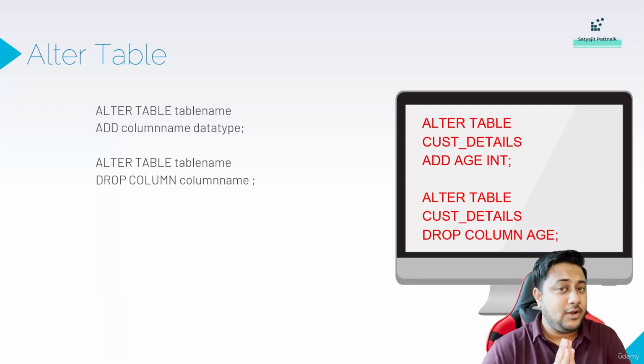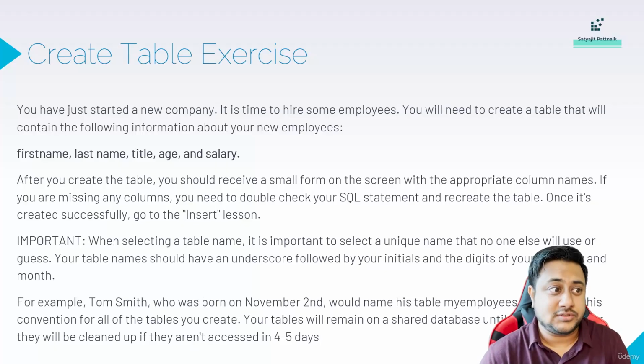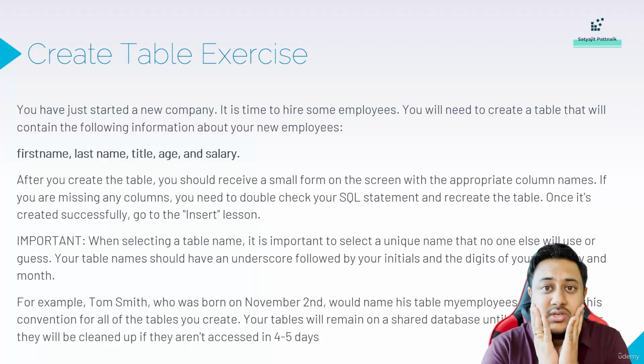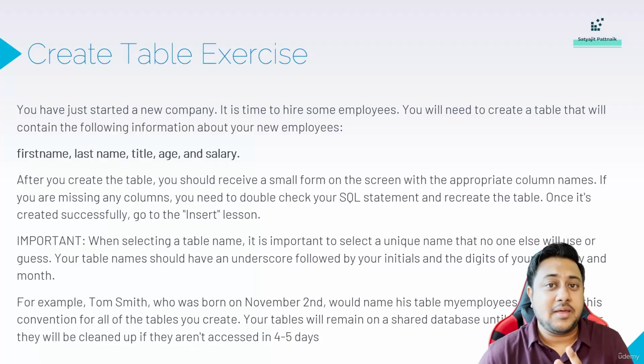Now, when do we use alter? Let me tell you a scenario. Just imagine you have created a table, this one. Let's take this particular example. You have created a table and you miss out one piece of information, which is employee ID, or gender. Let's say you miss out gender. Oh, I have missed out gender. I have added first name, last name, title, age, salary, but I missed out gender. How can I add it?